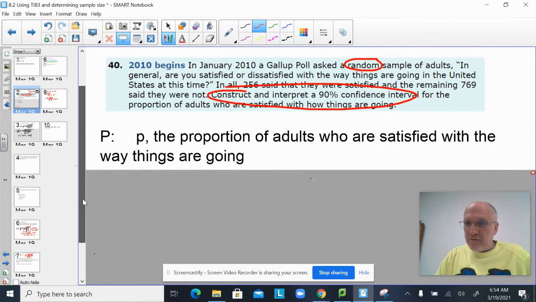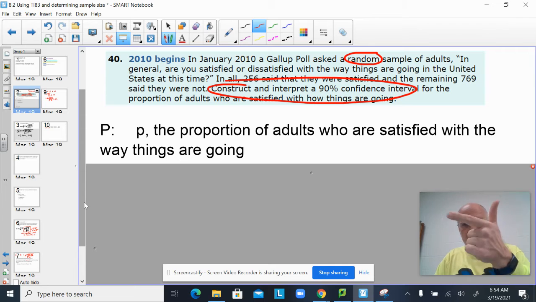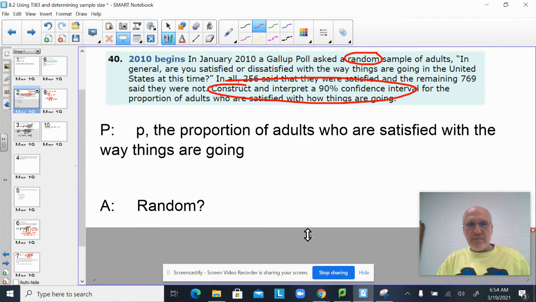Now let's talk about the assumptions. Remember, there are three of them. It's got to be random, independent, normal. And you have to list them all out and do enough math to justify that they have been met. So random, it's given, right? The poll asked a random sample. So this one I can just say given.